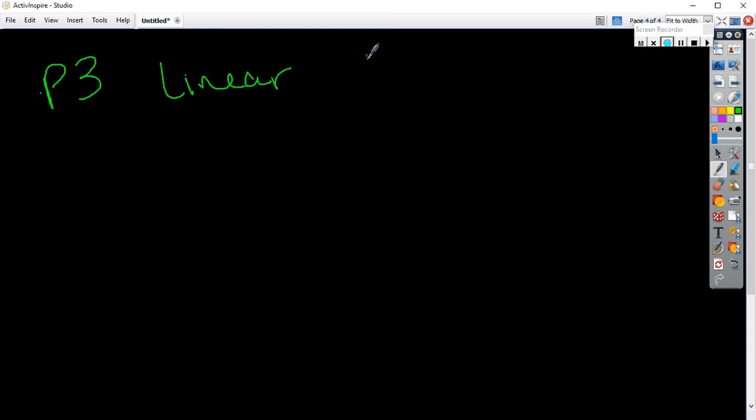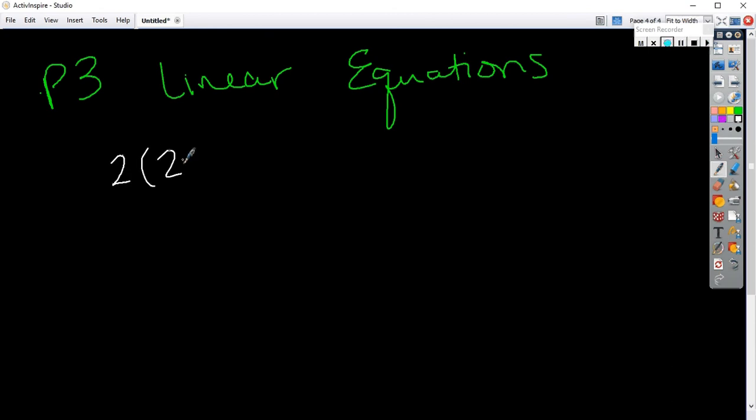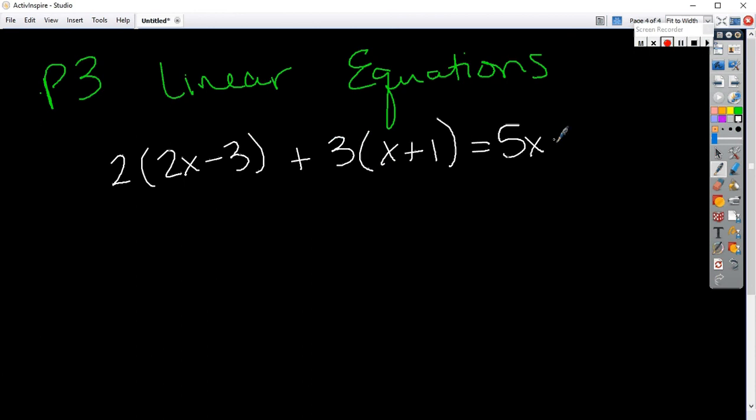All right, we're going to talk about linear equations, and then we'll talk about the inequalities with them, which is really close to the same thing. So let's talk about solving equations first. Let's say I gave you something that looked like this, and I said solve for x. Tell me what you would do.